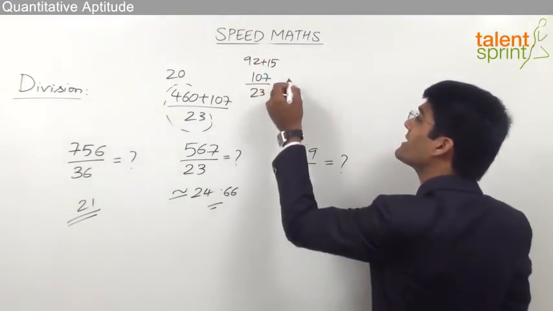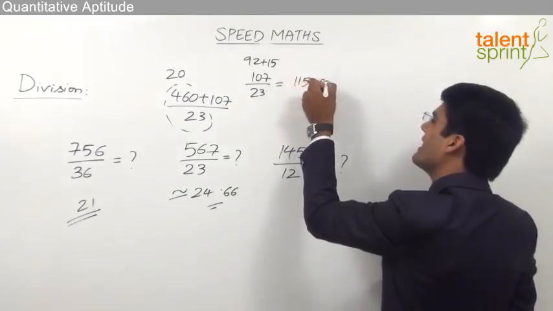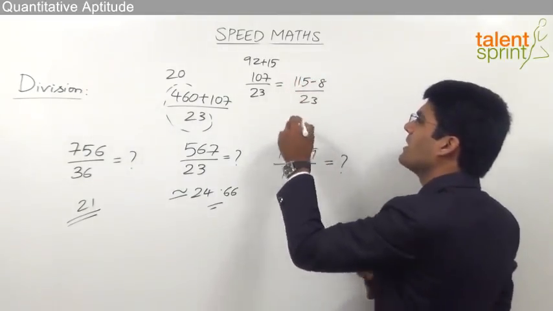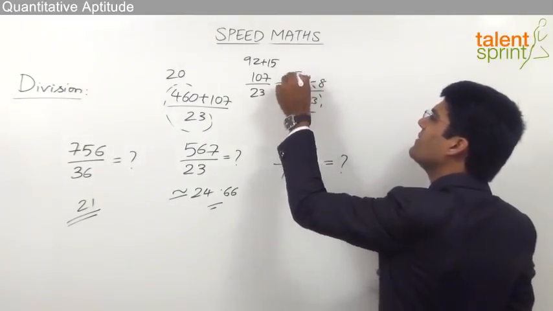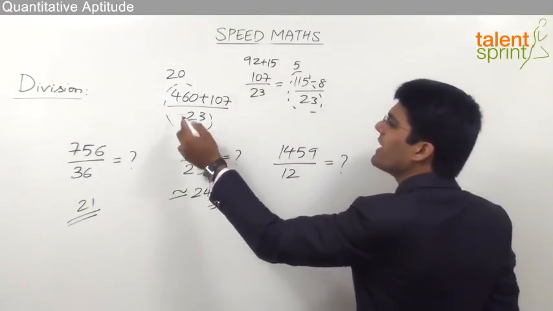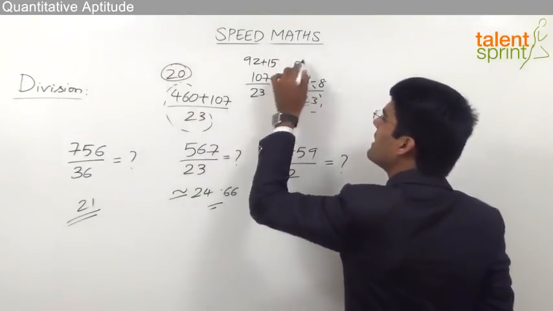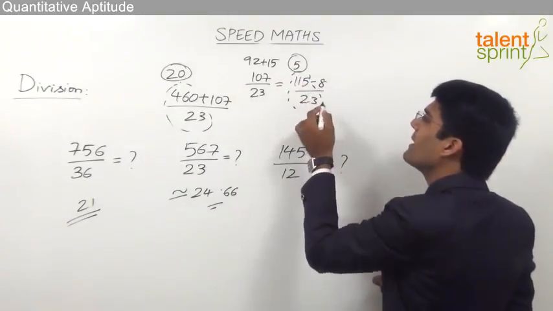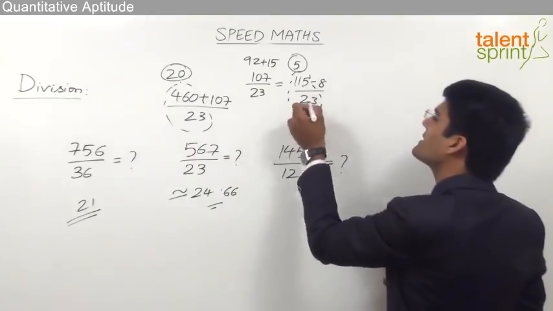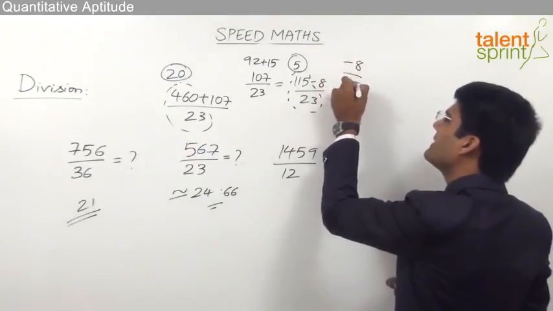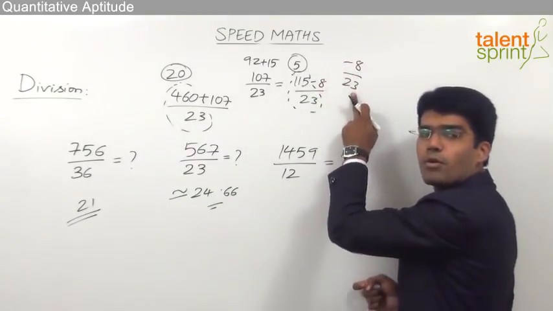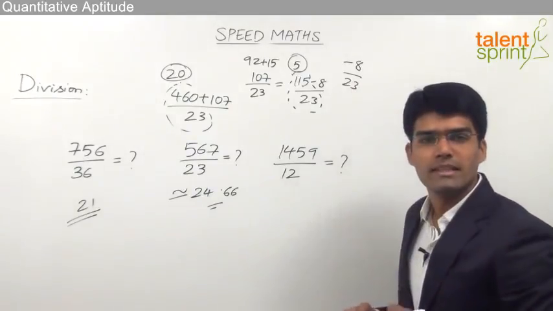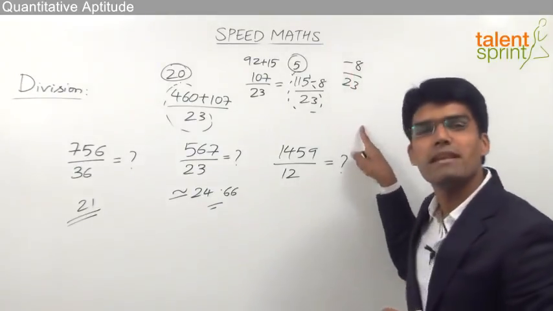Or we can also take it as 115 minus 8 divided by 23. So now 115 by 23 will be equal to 5. So already we have 20 as one result and then 5 as the other part of the result. And the left out part is 8 by 23, or actually speaking it is minus 8 by 23. If it is 24, 8 by 24 will be 1 by 3. So this becomes minus 1 by 3 approximately.